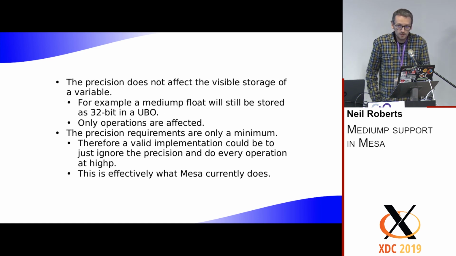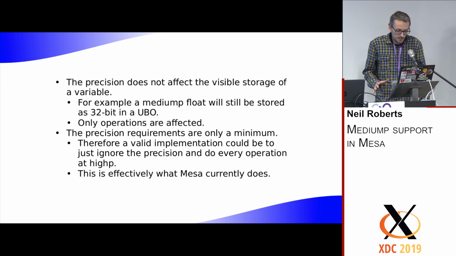Okay, so the precision just works like a hint to the driver. So if you declare a variable as mediump, it doesn't affect the actual storage for the variable. So for example, if you have a mediump float in a UBO, that's still going to appear to the application as a 32-bit float. So it's really only a hint to the driver to say that the operations using these variables can be done with a lower precision. And these precision requirements are only a minimum. So a valid implementation is actually just to ignore the precision markers and just do everything at highp. And that's what Mesa currently does.